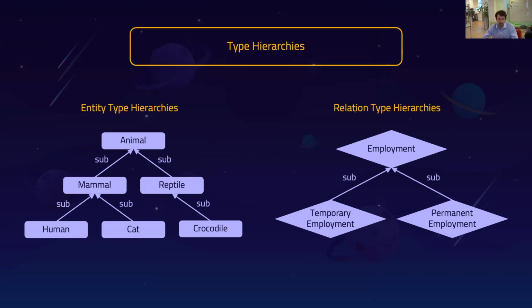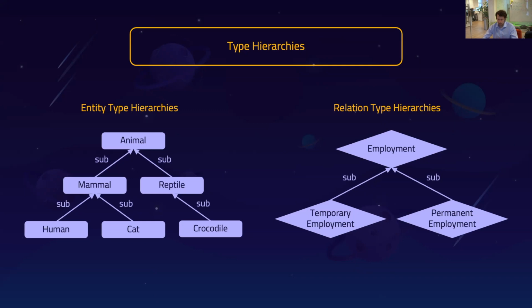Let's say I've got different types of entities and I want to subtype them. For example, we've got an animal that has subtypes such as mammals, reptiles, humans, cats, and crocodiles. But I may also have relation type hierarchies. For example, an employment relation that I may want to subdivide into temporary employments and permanent employments.